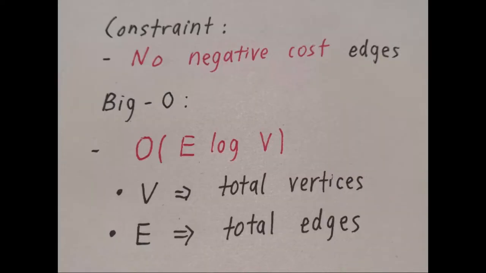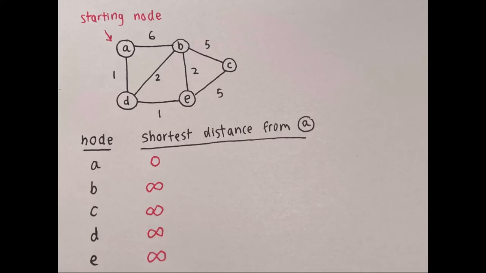For example, moving from node A to node B requires a cost of 3 units. A constraint of Dijkstra's algorithm is that any of these edges on the weighted graph cannot have a negative cost associated with it. And the big O time complexity is big O of E log V, where V is the total number of vertices and E is the total number of connecting edges.